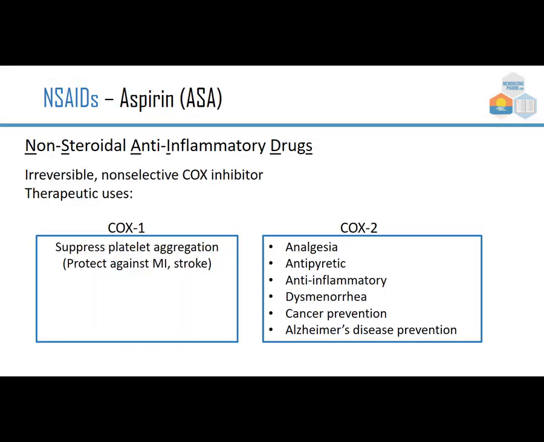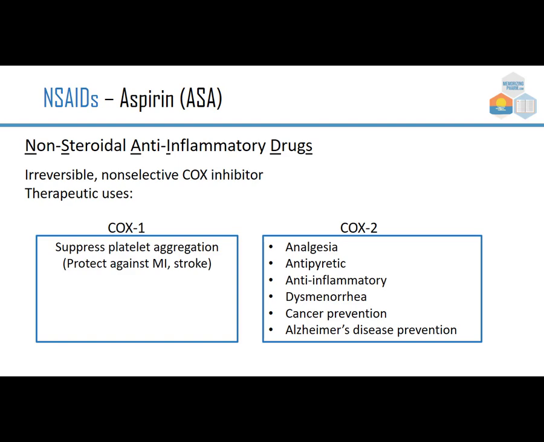So we'll start with the most common non-steroidal anti-inflammatory drug, or certainly the first, was aspirin. And the ASA stands for acetylsalicylic acid, and that's often an acronym that someone will use. So non-steroidal anti-inflammatory drugs, this is an irreversible, non-selective COX inhibitor, and therapeutically we can use it to suppress platelet aggregation, protects against myocardial infarction, heart attack, and stroke on the COX-1 side.